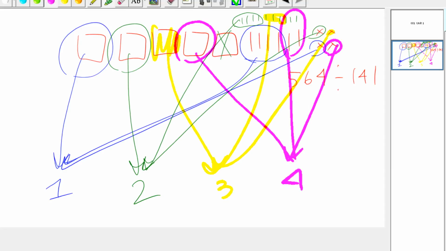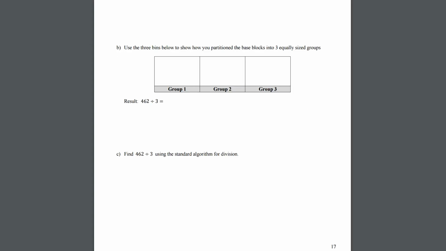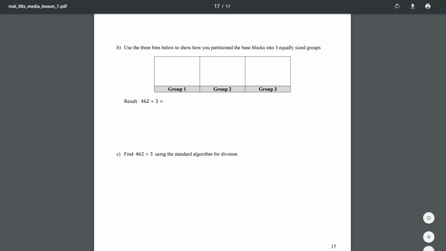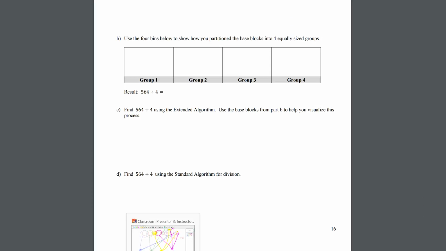Okay, so as far as modeling them, yes, we could break this into 141 groups of size 4, but that would be painful. So they can connect these two ideas, but they should see both of these different ways of modeling the division with base blocks. And I believe that's it. Let's take a quick look to make sure. Okay, so the media example only has one type. And then we also want to connect this to the standard algorithm. So let's look at that real quick.